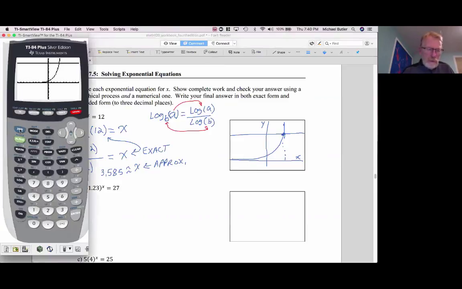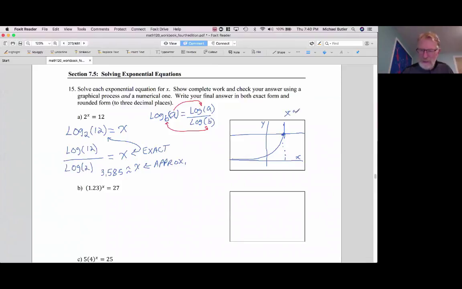So to do that, I'm going to go second, calc, number 5 for intersect. The little Frogger guy as close as I can here. We'll go first curve, second curve, best guess. And oh, look at that. We got the same number, right? Okay, so that means x, again, is approximately equal to 3.585, rounded out to 3 places.